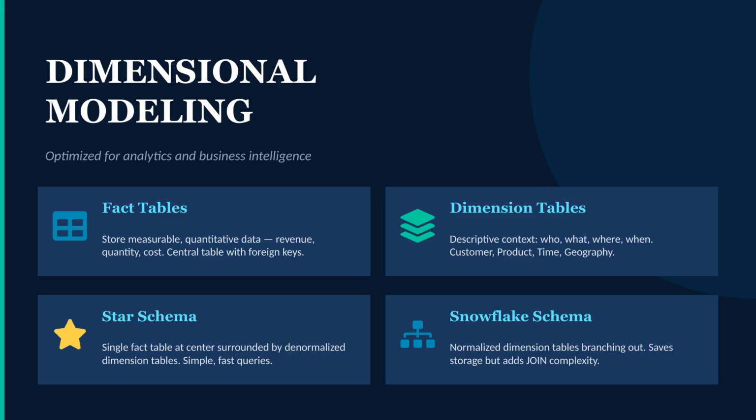Dimensional modeling is optimized for analytics and business intelligence. Fact tables store the measurable data: revenue, quantity, cost. They sit at the center with foreign keys pointing out. Dimension tables provide context. Who, what, where, when. Customer, product, time, geography. Star schema puts the fact table in the center surrounded by denormalized dimensions. Simple and fast. Snowflake schema normalizes the dimensions. Saves storage but adds join complexity.